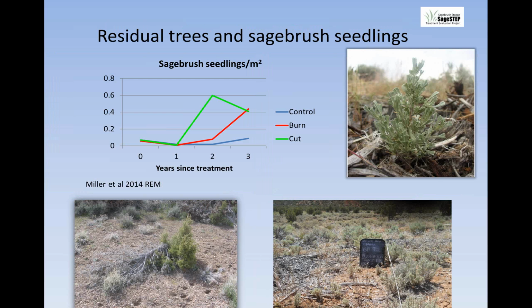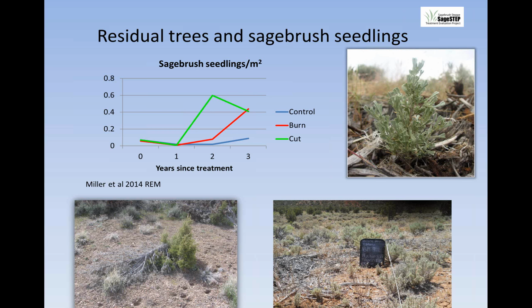One of the things that can happen with mechanical treatments is you do miss some of the trees. Either you miss them or there are buds you miss that grow near the ground. And so trees start coming back, and they're doing that on the Sagestep study. In previous research on chaining, after about 8 years, they start to repress the understory. But you also have sagebrush coming back as seedlings. And we found this in the Sagestep study. That's what these data are for both the burn and the cut, where those seedlings are coming back.